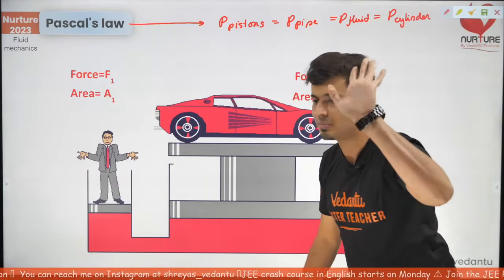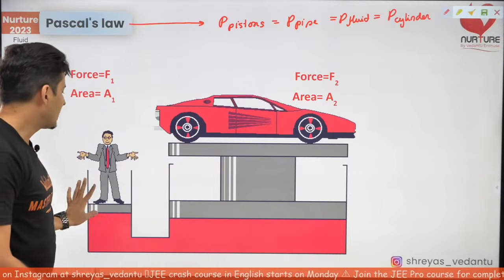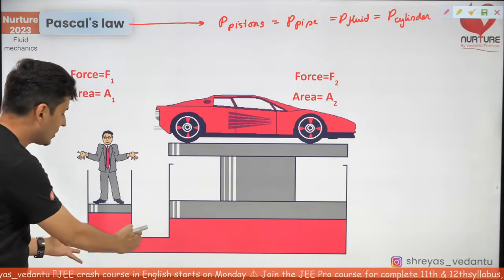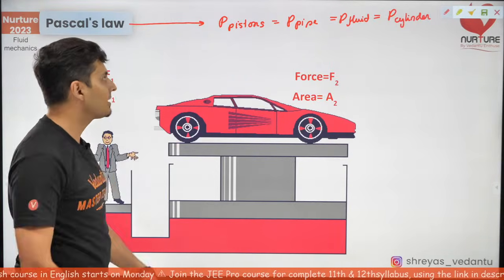Everybody agrees with this particular concept? Pressure of this piston, pressure on the liquid, pressure on the walls, pressure on the pipe, pressure on the cylinder, everything is the same. It's normalizing it.